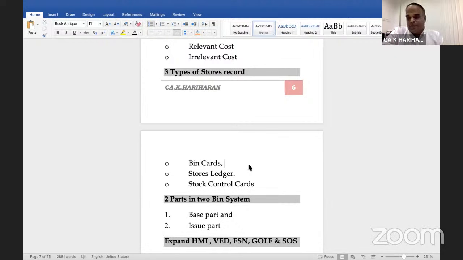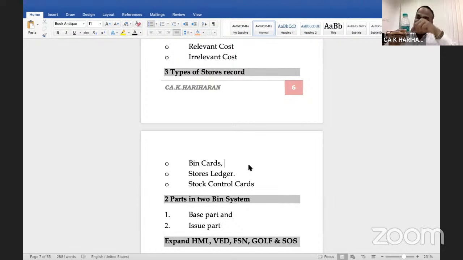What does the two bin system represent? The container has been divided into two parts. One is called the base part, another is called the issue part. So there are two parts in the two bin system. Suppose a chemical is there. Where do I keep the chemical? I need a bottle. The bottle is called the bin. Inside, the chemical is called the material, the raw material.